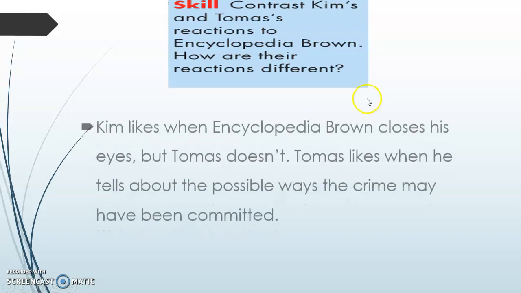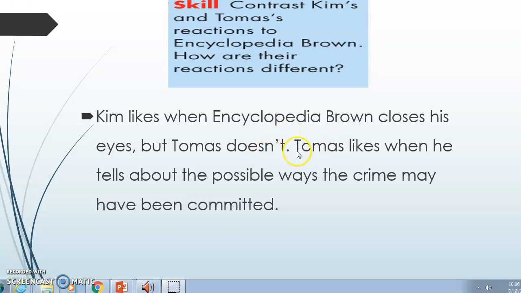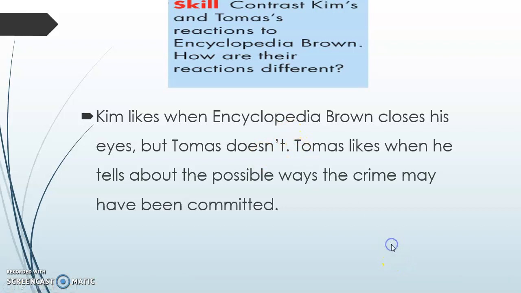Okay. Kim likes when Encyclopedia Brown closes his eyes and visualizes what's going to happen. But Thomas doesn't. Thomas likes when he tells about the possible ways the crime might have been committed. Correct? So it's a case of contrast here, because Kim likes something while Thomas does not like it. He told him, "Really? I get bored. It sounds boring."